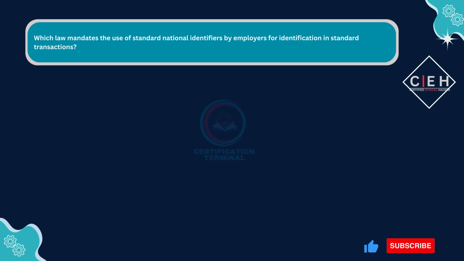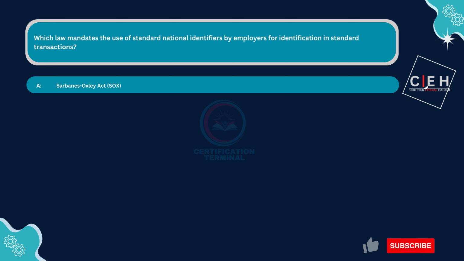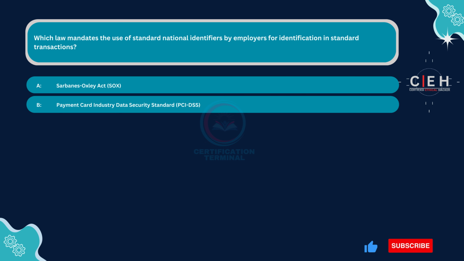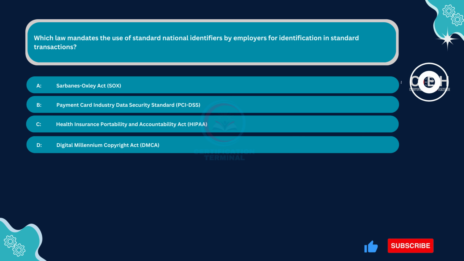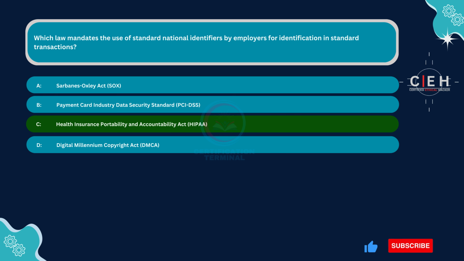Next question. Which law mandates the use of standard national identifiers by employers for identification in standard transactions? Option A, Sarbanes-Oxley Act. Option B, Payment Card Industry Data Security Standard. Option C, Health Insurance Portability and Accountability Act. Option D, Digital Millennium Copyright Act. The correct answer is Option C, Health Insurance Portability and Accountability Act, HIPAA.